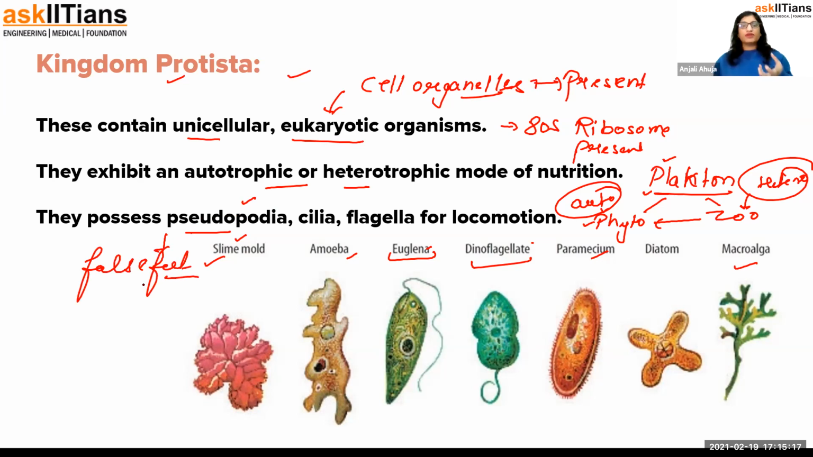Like in amoeba, they have an irregular shape, so they engulf the food by making arms around and just taking it in. That's pseudopodia. They have cilia and flagella for locomotion.